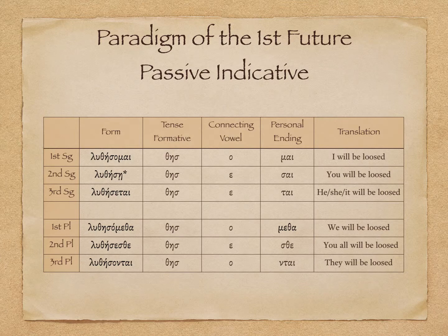So the paradigm, thaes all the way down for tense formatives. Connecting vowel pattern is normal. Omai, ei, etai, ometha, esthe, ontai. Again, the second singular. In the personal ending, the sigma is between an epsilon and an alpha. It drops out. Epsilon and alpha become eta and the iota subscripts.